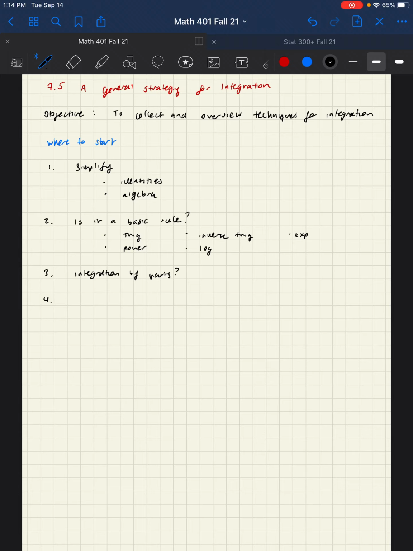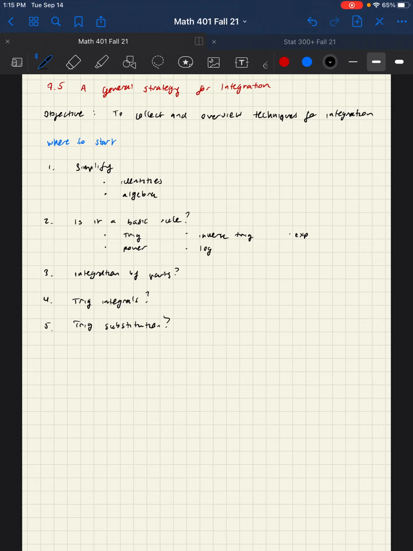Then you can run through your other techniques, like techniques for trig integrals. If you have a square root, then you may need to use a trigonometric substitution. We'll see an example where it isn't obvious that we would need to use it, but we would.